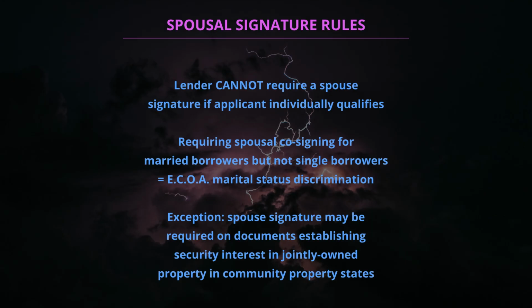Under ECOA, a lender cannot require a spouse's signature on a loan if the applicant individually qualifies. Requiring spousal co-signing for married borrowers but not single borrowers is ECOA marital status discrimination. Exception: a spouse's signature may be required on documents that establish the security interest in jointly owned property in community property states. The key is, you cannot require spousal income to qualify when the applicant qualifies alone.